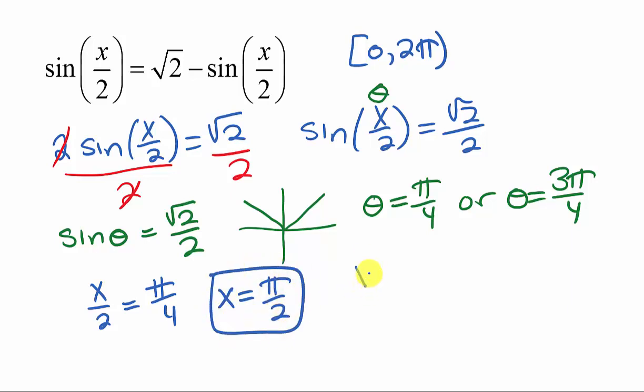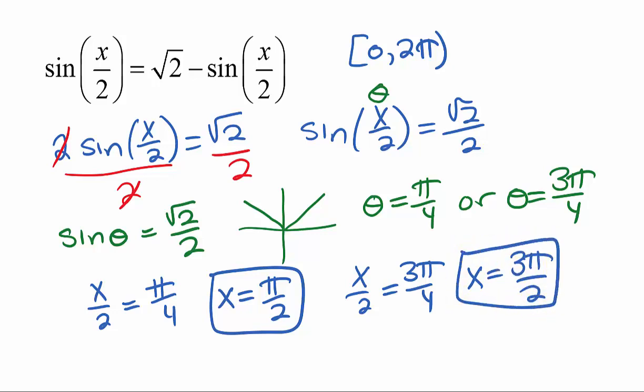Or x over 2 equals 3 pi fourths, and I multiply both sides by 2 and reduce, I would get x equals 3 pi halves. So there are my two solutions to this equation on that interval from 0 to 2 pi.